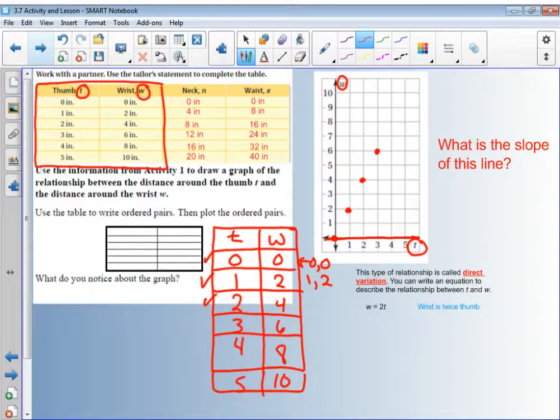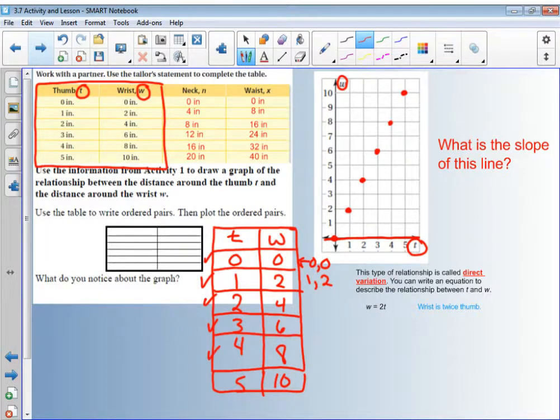So you can see that there's a pattern going on. If you look at your dots, you can see that pattern. So you can either continue that pattern or continue to do the coordinate sets. So over to 4, up to 8, and then over to 5, up to 10. So there's all of my points.